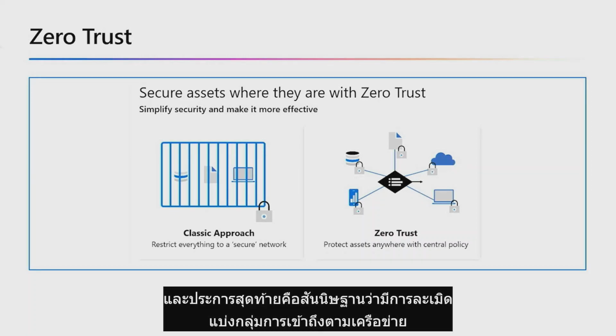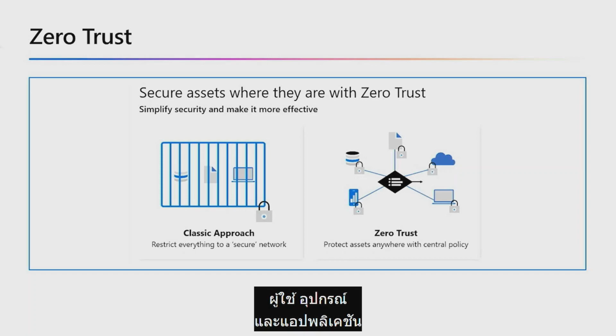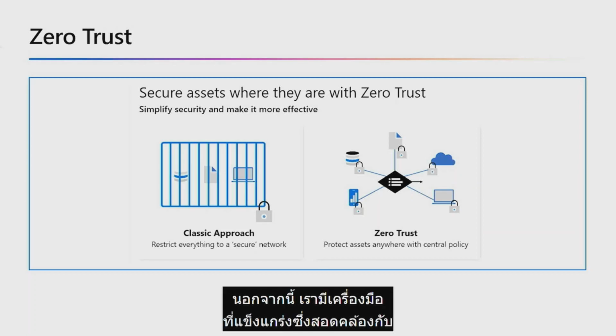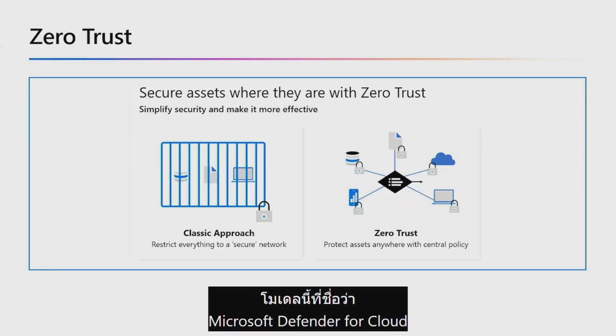Segment access by network, user, devices, and application. Use encryption to protect data. And use analytics to get visibility, detect threats, and improve your security. Furthermore, we possess a strong tool aligned with this model, known as Microsoft Defender for Cloud.